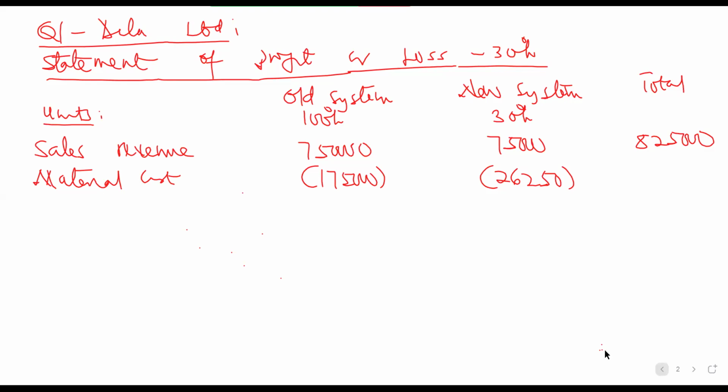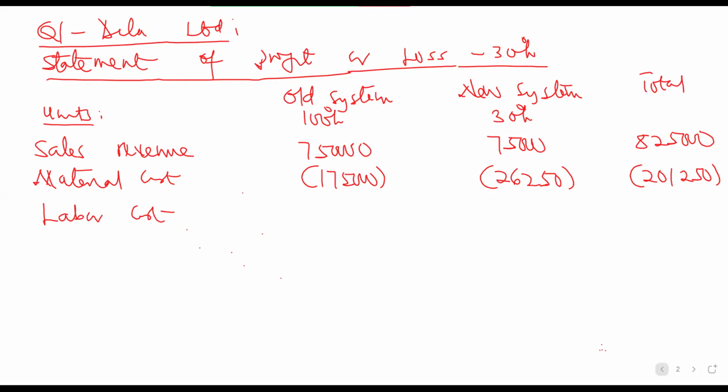So we will do two approaches, and you pick the one that you like. I'm having total material cost to be 201,250. Is that correct? Yes, correct. Okay. Let's come to labor cost.